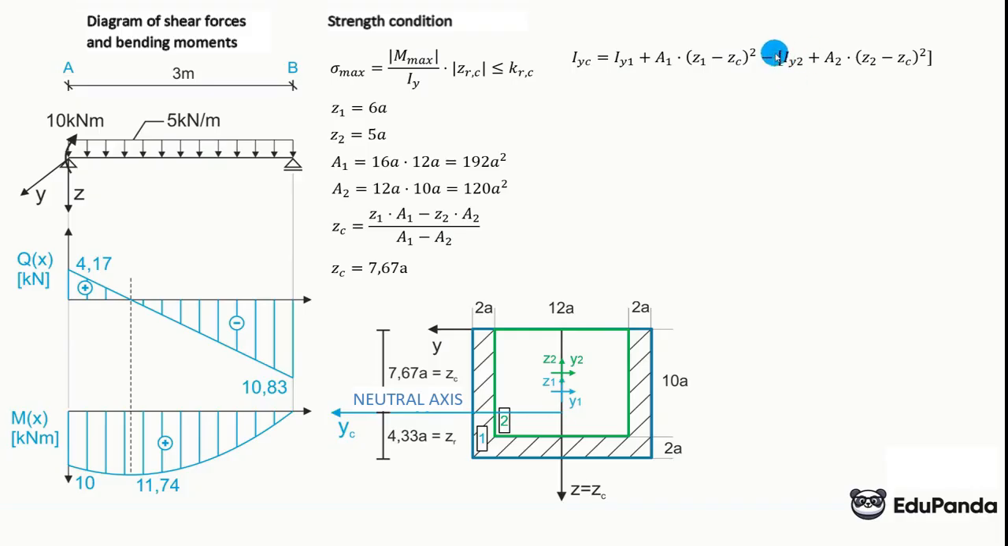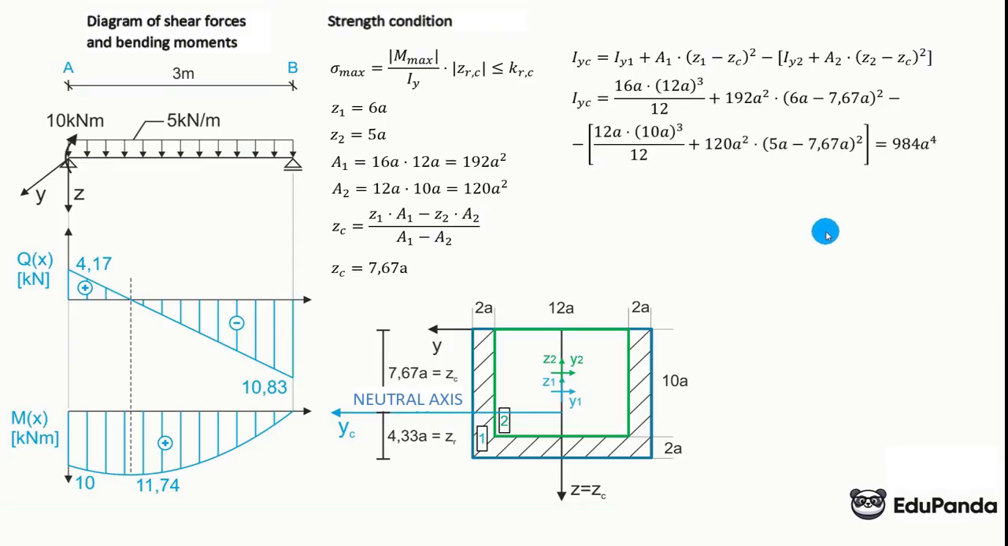And we subtract the moment of inertia of the green rectangle, meaning this cutout, the moment of inertia of the figure at its center of gravity, plus the area of the figure and the distance to the axis for which we calculate the moment of inertia, squared. Substituting all this into the formula, we get a result of 984a to the fourth.